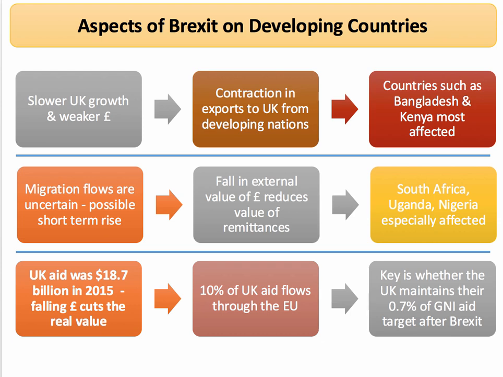And crucially, post-Brexit, a big question mark, a big area of uncertainty, is what will happen to the UK aid budget, which was just under $20 billion in 2015, 0.7% of GNI. A fall in the pound cuts the real value of aid. A lot of aid flows through the European Union, and the key question is whether the UK will maintain its aid commitments after Brexit.